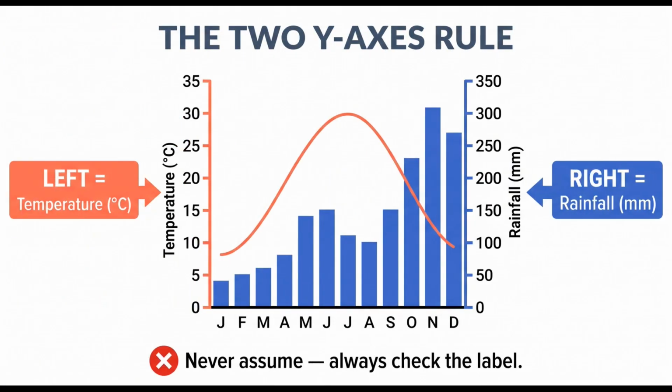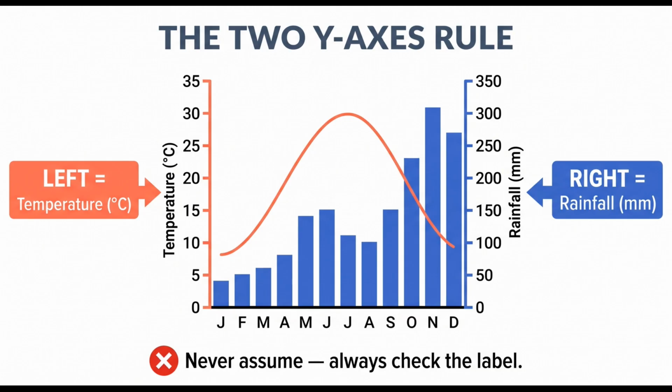Here is the most important rule about climate graphs, and I want you to hear this clearly before you read any value from any graph. A climate graph has two y-axes. Look at the diagram on screen. The left y-axis measures temperature in degrees Celsius, and it's associated with the line, usually shown in red or coral. The right y-axis measures rainfall in millimeters, and it's associated with the bars, usually shown in blue. The x-axis shows the 12 months from January to December.